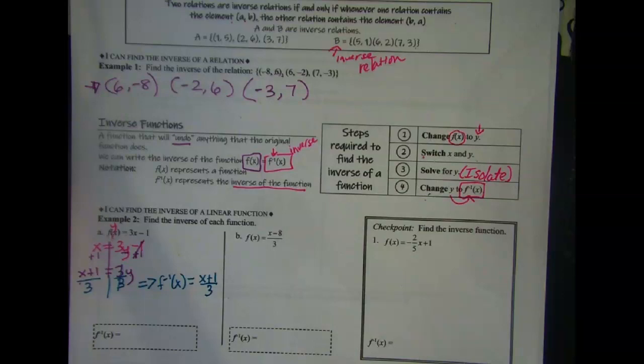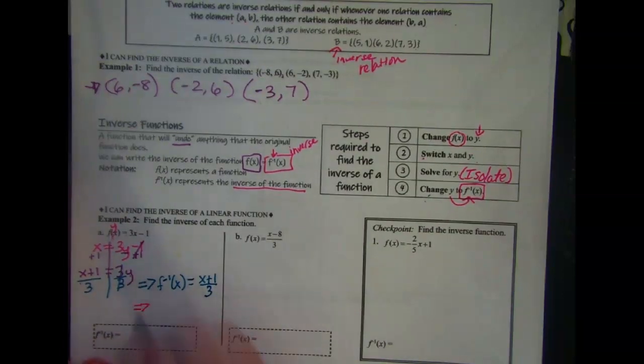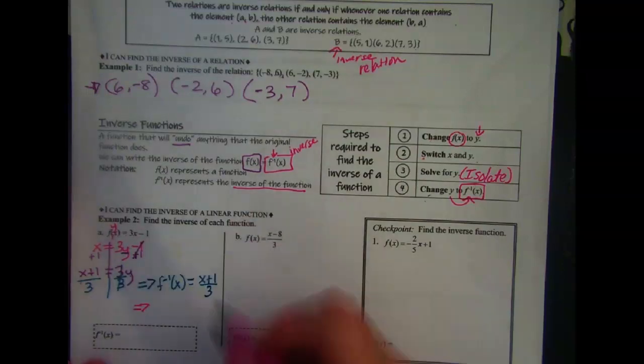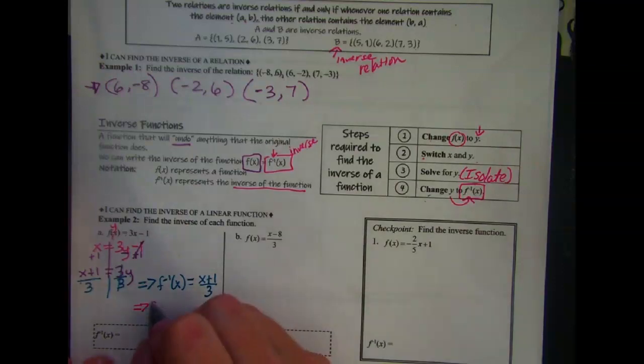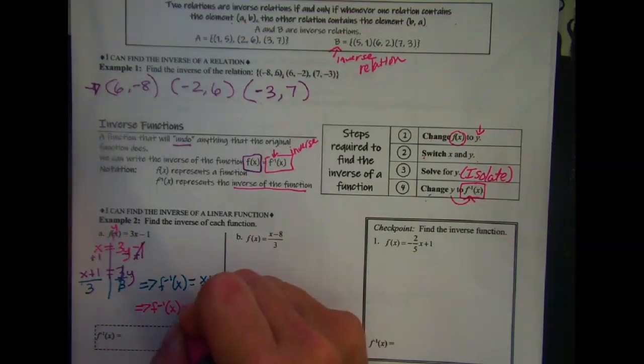There's also an even better way to write it. I'm going to show you how to split it up, because when you divide by 3, you can actually do x divided by 3 and 1 divided by 3. So this might be a way you see it too. f to the negative first x. Again, that's just how we write our y for the inverse.